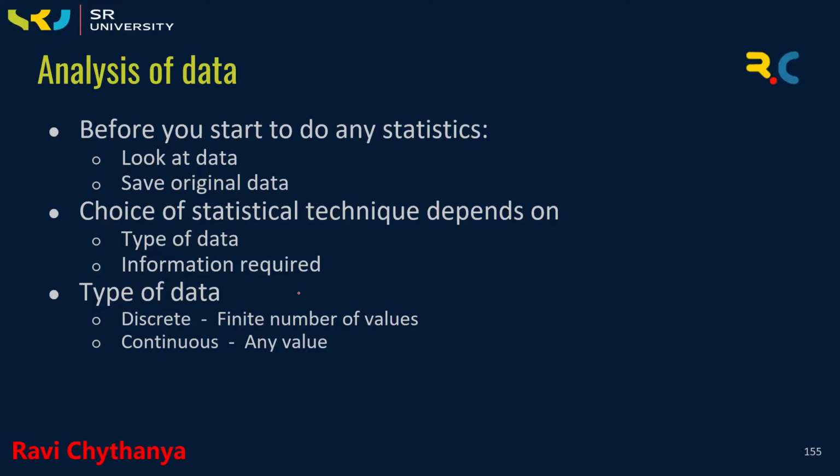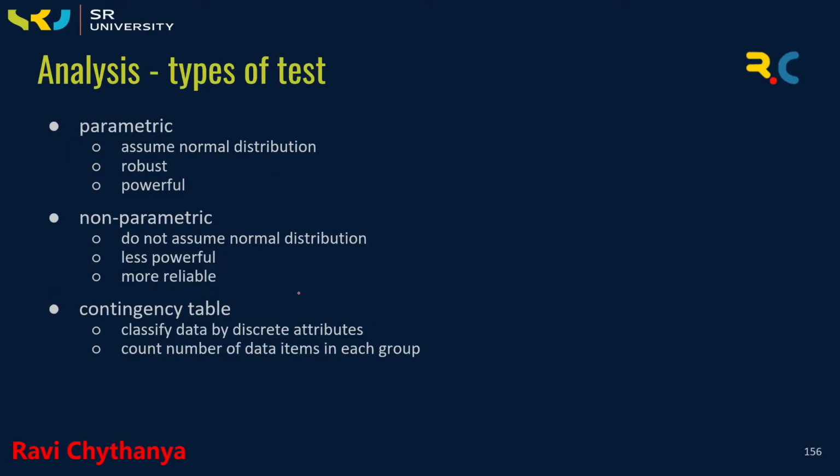and it cannot be regained. And the choice of the statistical techniques depends on the type of the data and the information we require to evaluate the system. The type of data will be of two types, discrete and continuous. Discrete is a finite number of values, and continuous can take any number of values. Okay, and for the analysis, you are going to have types of tests. The first one is parametric, the second one is non-parametric, and the third one is contingency table.